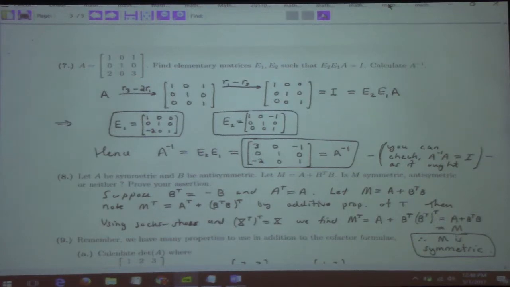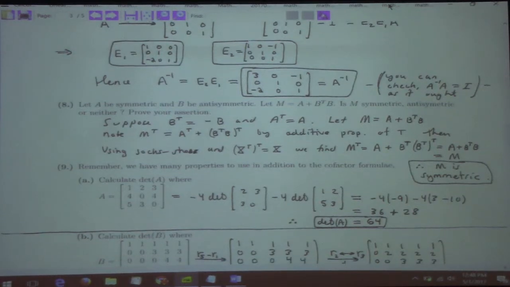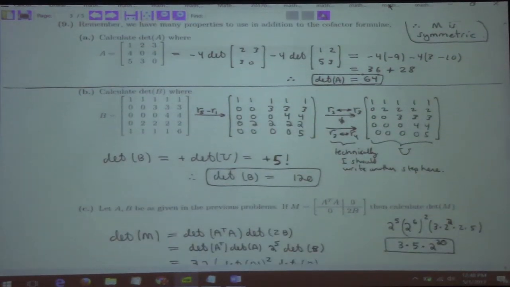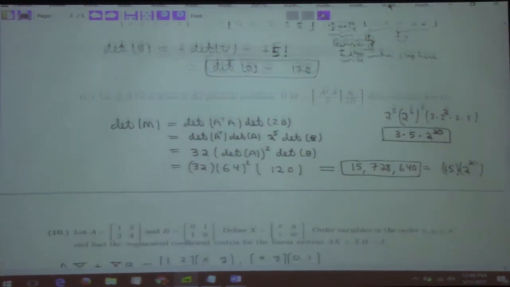Elementary matrices, you might be rusty on what an elementary matrix is and how it works. You probably should look at that again. Questions about symmetric and antisymmetric matrices make great, quick test questions, right? Because if you have clear in your mind what symmetric and antisymmetric is, you can answer these questions in like 2 minutes, right? Determinant calculation, always fun. If you know the blocks, it's helpful.